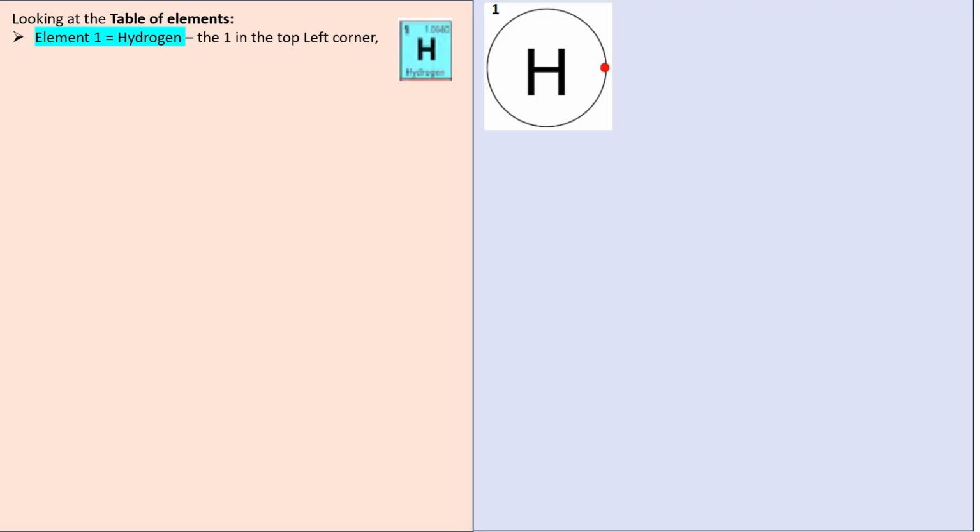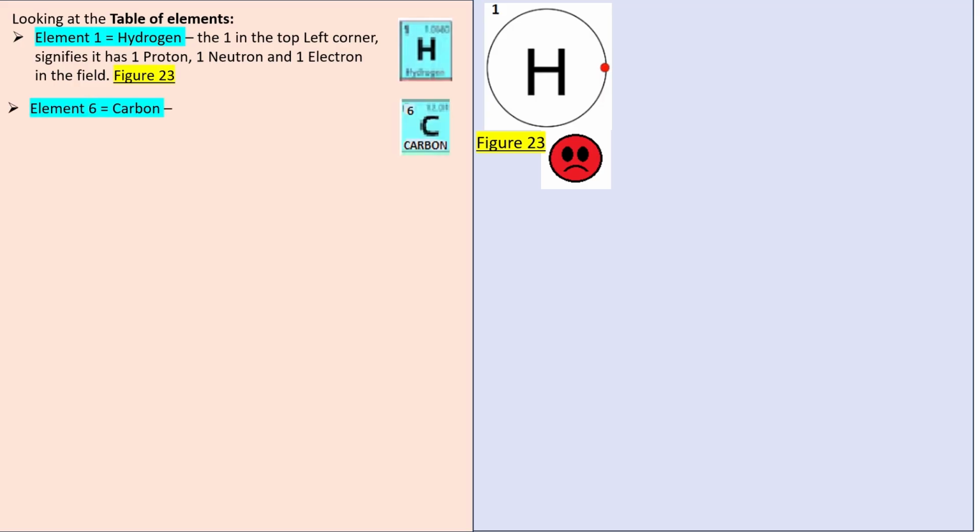Looking at the table of elements, element number 1 is hydrogen. The 1 in the top left corner signifies it has 1 proton and 1 neutron and 1 electron in the field. See figure 23. So you can see its shell number 1 only has 1 electron. It's not satisfied because it wants 2.